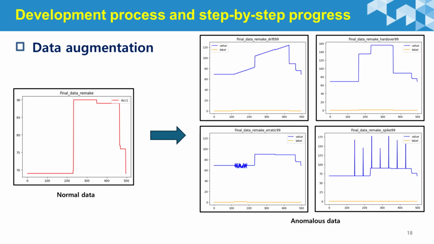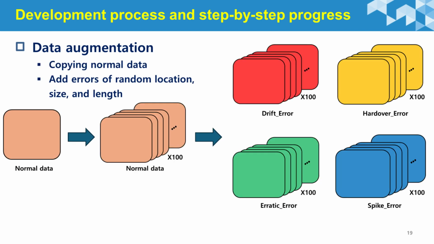To elaborate, on the left is the normal data collected. Based on this normal data, we augmented the data by generating the drift, hard over, erratic, and spike error data shown on the right. These data were copied into 100 copies of the normal data, and 100 errors were generated with random locations, random sizes, and random lengths to match the characteristics of each error data.